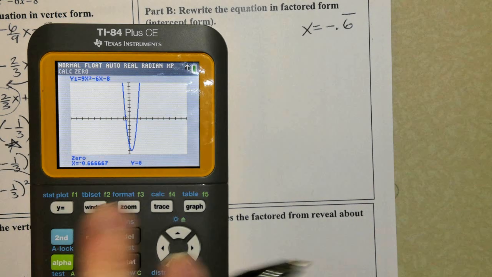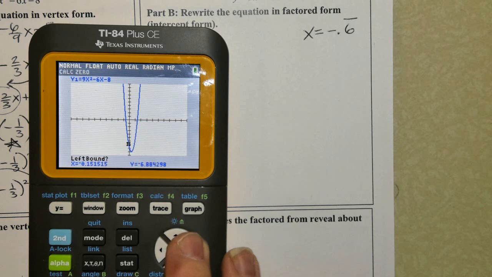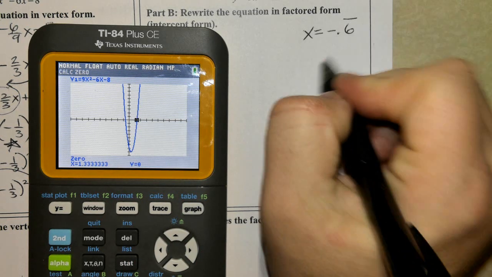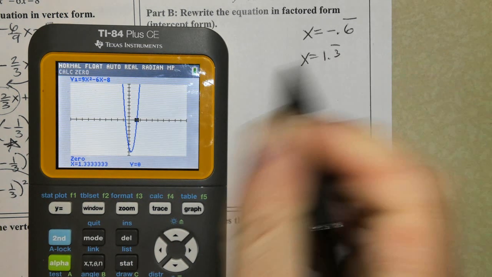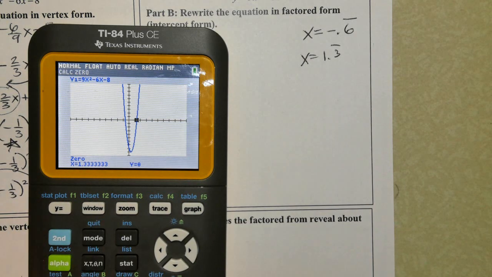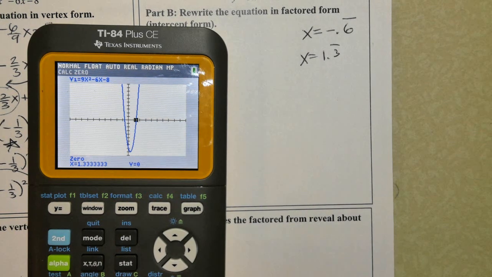Let's do the next one. Second, trace, zero. We have learned this already. Left bound is below, right bound is above. Come back to it. And the second one is x equals 1.3 repeating. This is rational. You can predict the next number. That means that I can use technology to do this a little bit easier.